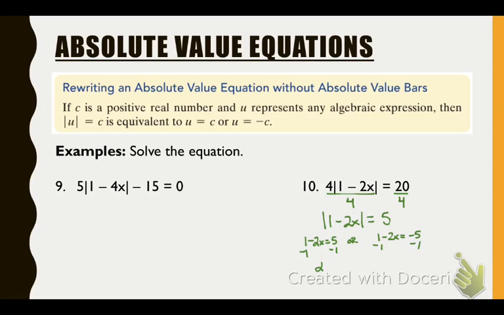I'm going to have 2x equals 4 on the left, and I'm going to have a negative 2x, my fault. Negative 2x equals negative 6 on the right side. So what are my two values that x can be? X can either be negative 2, or x can be equal to positive 3. All I did was divide each side by negative 2.